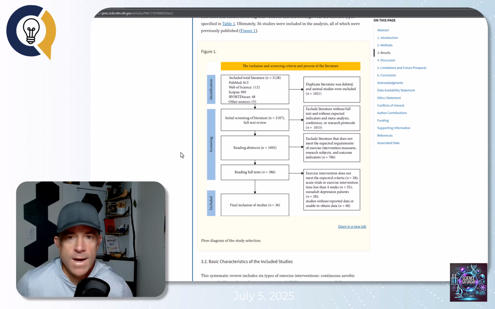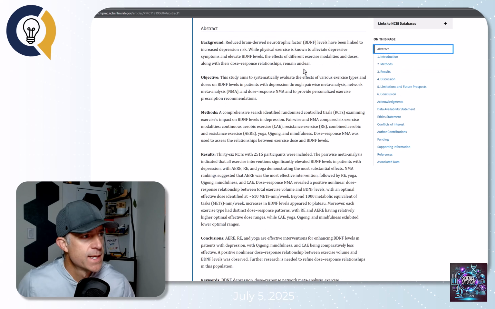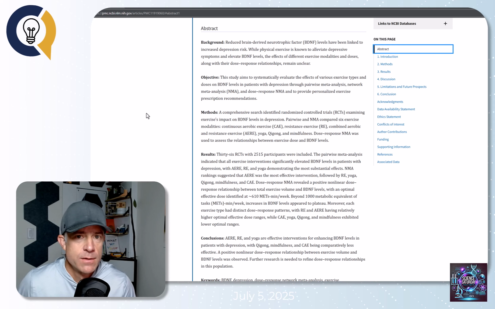Now, how do we read this? We're going to start back up at the abstract again. You want to get the gist of what's going on. What's being studied? Who's being studied on? Is it mice? Is it humans? Is it dogs? This should give you just a general idea of what you're looking at, and maybe even some red flags or some highlights that you're going to want to make.